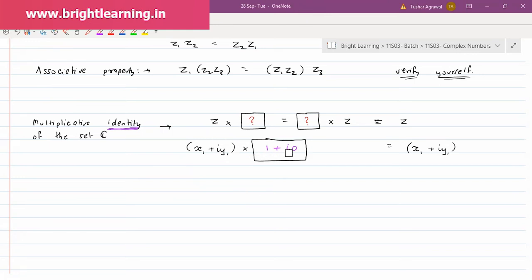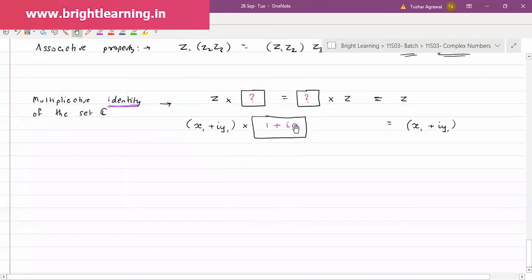So x1 plus I y1 should be multiplied by 1 plus I times 0. You can check that this complex number that I have written in purple is actually the multiplicative identity. With whatever number you multiply, it will give me the same number. So the multiplicative identity of the set of complex numbers is 1 plus I times 0. It is of the whole set, not with respect to a particular complex number.